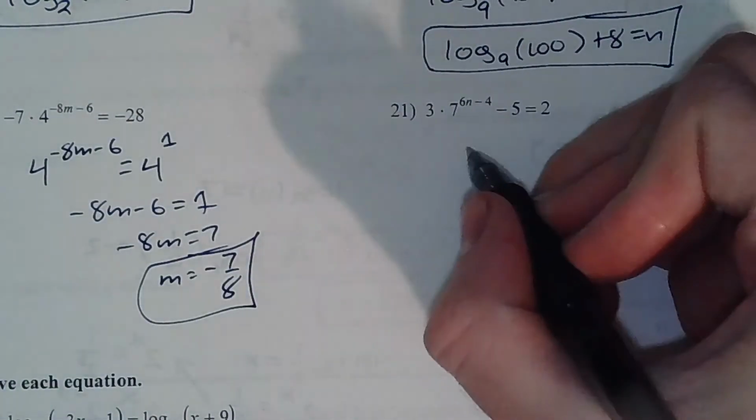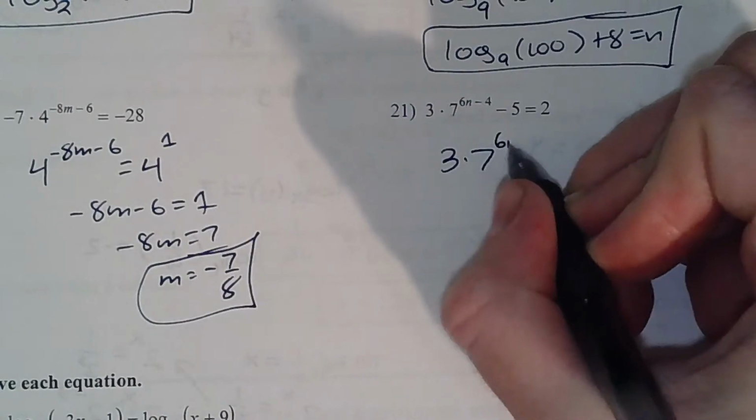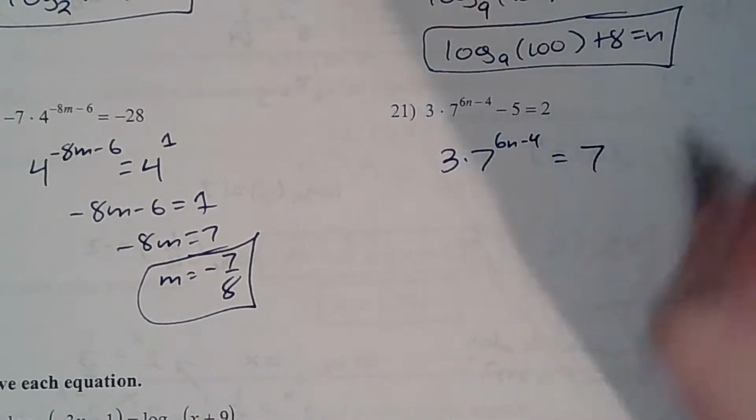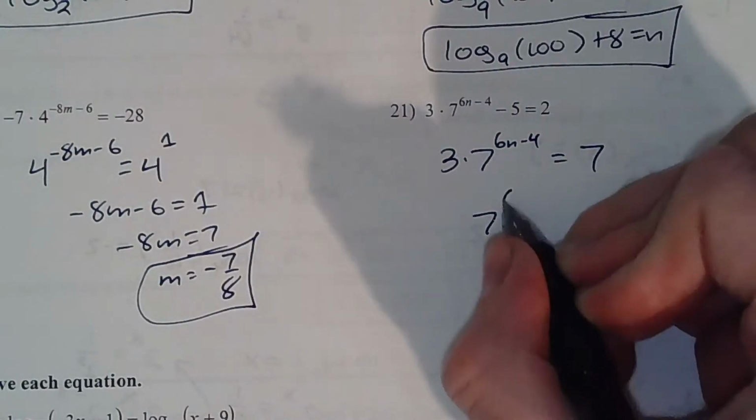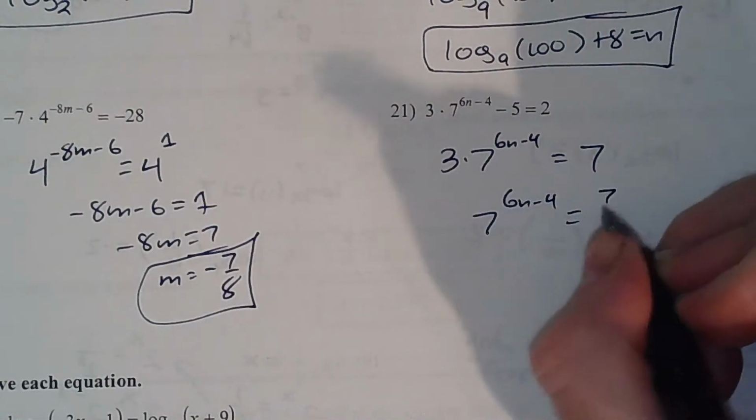Step 1, add that 5 to both sides. 3 times 7 to the 6n minus 4 equals 7. We're just doing inverse operations. Divide both sides by 3. 7 to the 6n minus 4 equals 7 divided by 3.